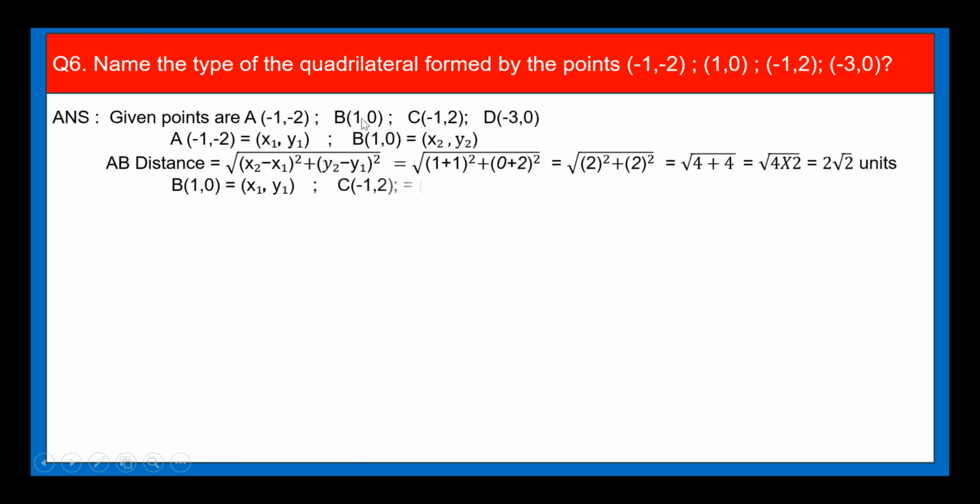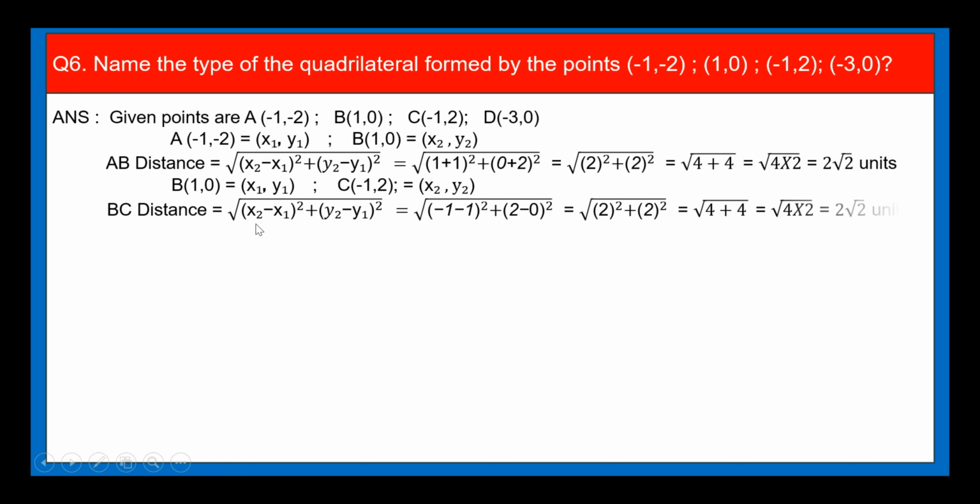Similarly, let us find the distance between BC. Here B coordinates are (1, 0). Let us consider these values as x1, y1, and C coordinates (-1, 2) may be taken as x2, y2. Now again let us write the distance formula, x2 minus x1 whole square plus y2 minus y1 whole square. Here in this case x2 is -1 and x1 is 1, so x2 minus x1 means -1 minus 1, whole square, plus y2 minus y1 whole square. The y2 value is 2 and the y1 value is 0, that is, 2 minus 0 whole square.